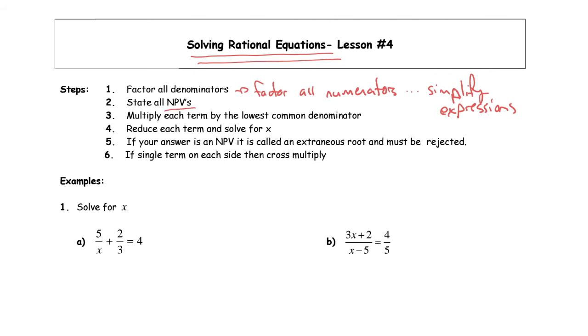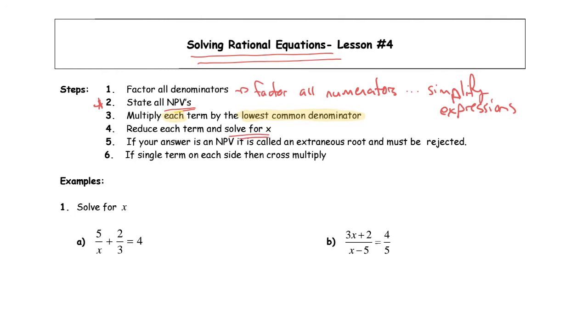We're going to state the non-permissible values. We got to do that. That's a really important step because it helps us evaluate the solutions that we get at the end as to whether they make sense or not. Then we're going to multiply each term, and we cannot emphasize that word each. In fact, I'm going to highlight that there. We're going to multiply each term by the lowest common denominator. After we factored all the denominators, which is really what that first step was about, figuring out what the factors are so I can create the lowest common denominator, we multiply that through, and then we reduce or simplify each term, and then solve for x.